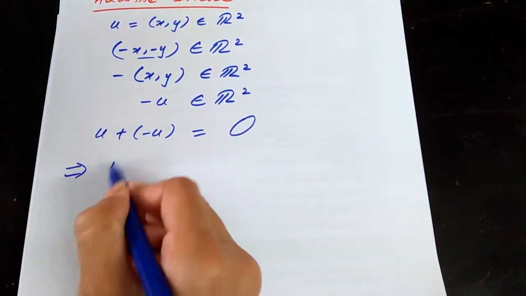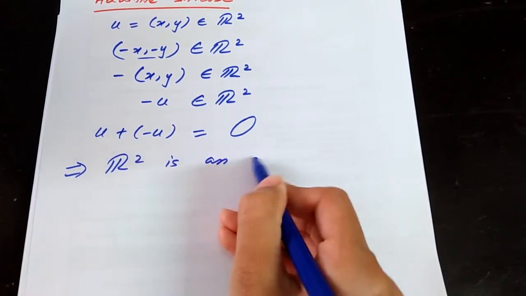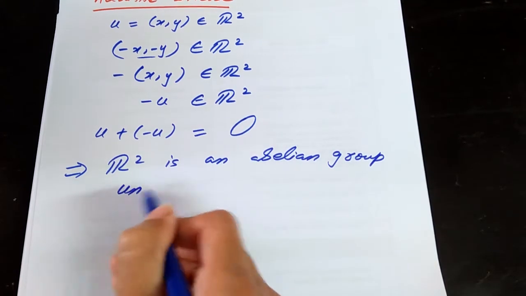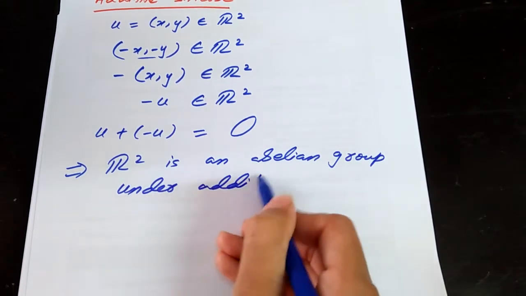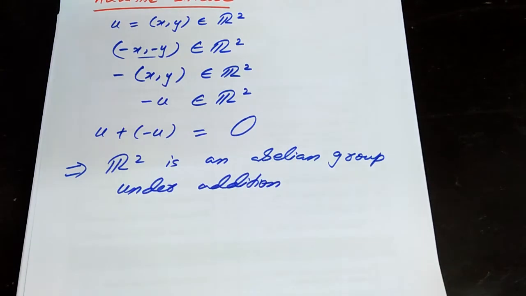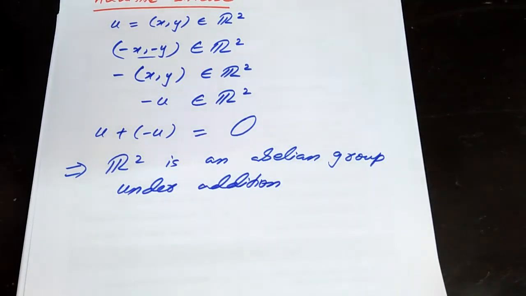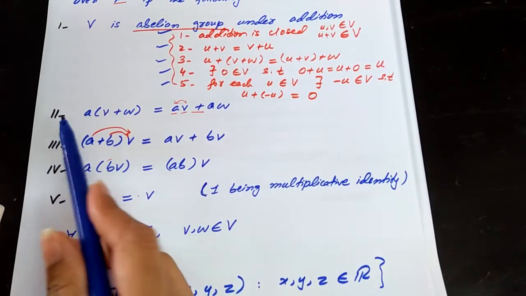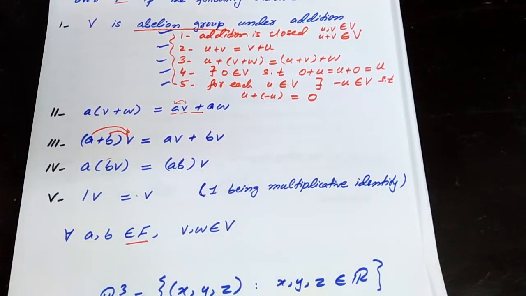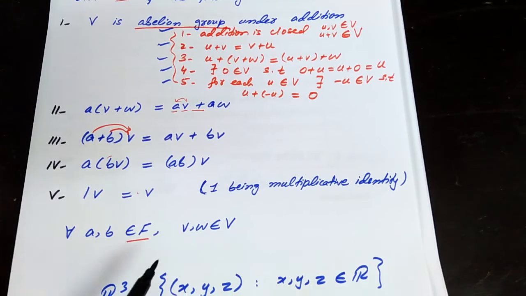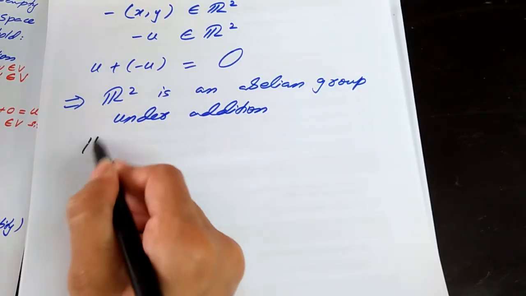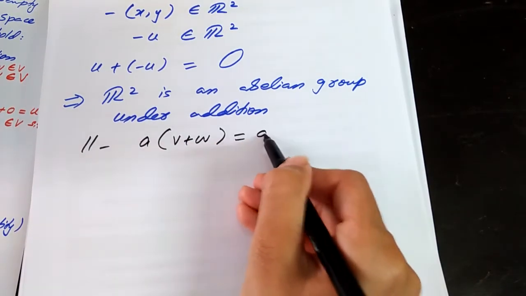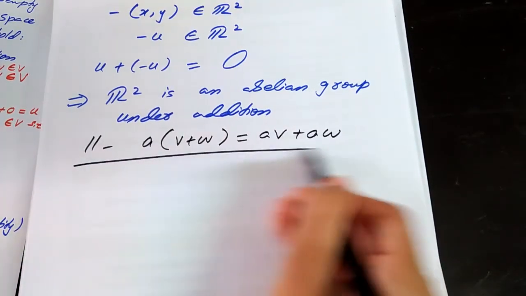So this implies that R2 is an abelian group under addition. Now you have your first axiom proved for proving the vector space. Now you have to move on to the second, third, fourth, and fifth one. Now your second property is what you have to prove: a times (v plus w) equals av plus aw. You have to show this property.